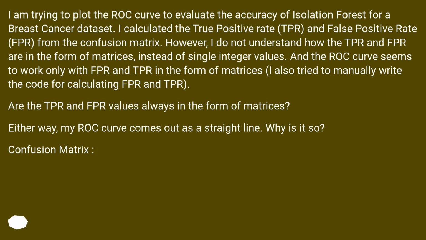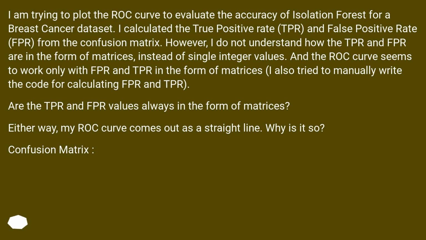I calculated the true positive rate, TPR, and false positive rate, FPR, from the confusion matrix. However, I do not understand how the TPR and FPR are in the form of matrices, instead of single integer values. And the ROC curve seems to work only with FPR and TPR in the form of matrices.